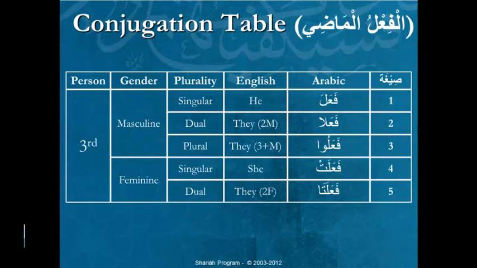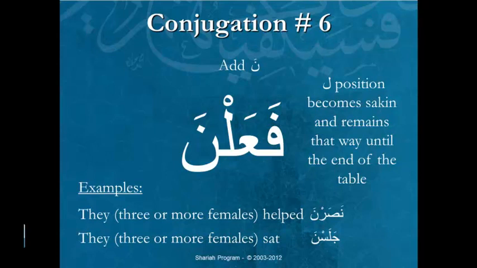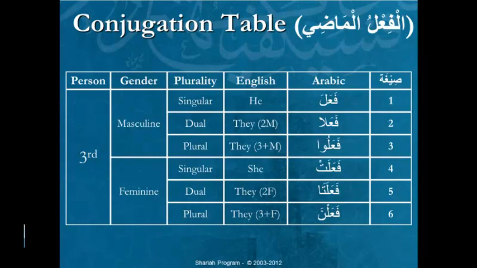The particular ending for conjugation number 6 is a noon with a fatha on it, so we get fa'alna. The examples are: they, a group of females, helped, nasarna, and they, a group of females, sat, jalasna. Now you're seeing all 6 of them on the screen: fa'ala, fa'ala, fa'alu, fa'alat, fa'alata, fa'alna. So that's the top 6.